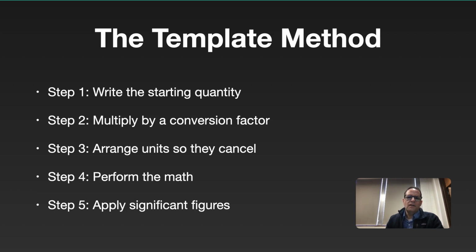So I use something called the template pattern for every problem. You start with your given number and a unit that you're given, and then you multiply by a conversion factor, but you have to arrange it a certain way so that the starting units cancel. So please be sure to show the units, because the unit that's left over is your answer. Then you do the math on your calculator and you round it off using significant figures. I'll show you a couple of examples of this in action.